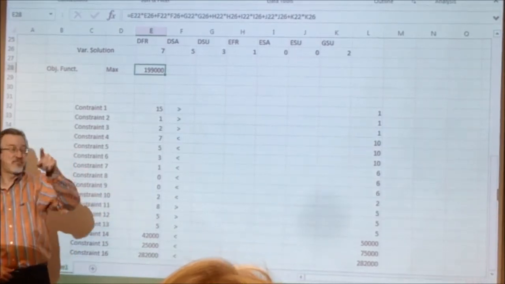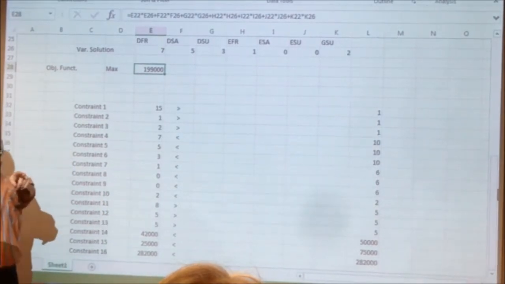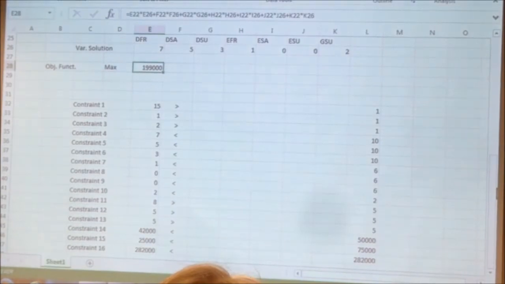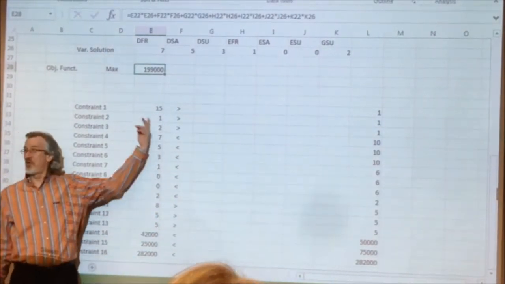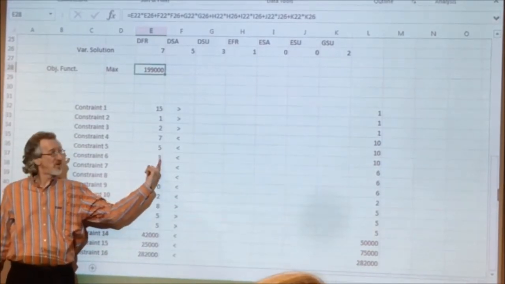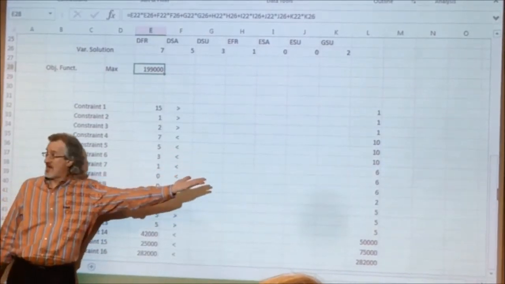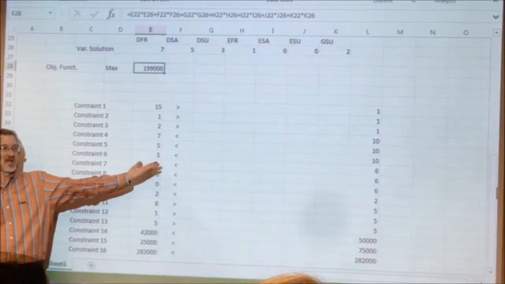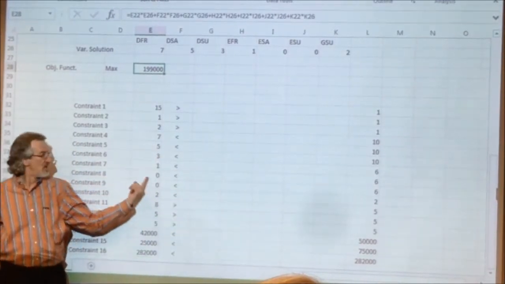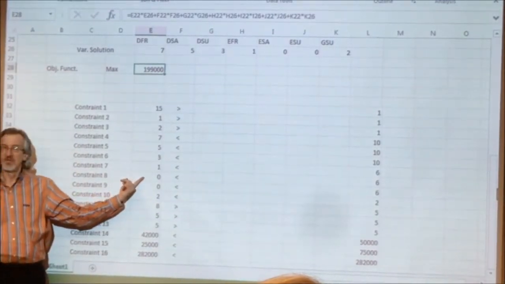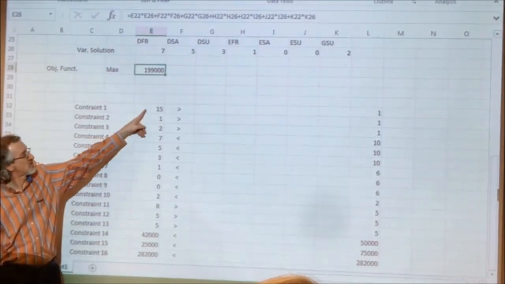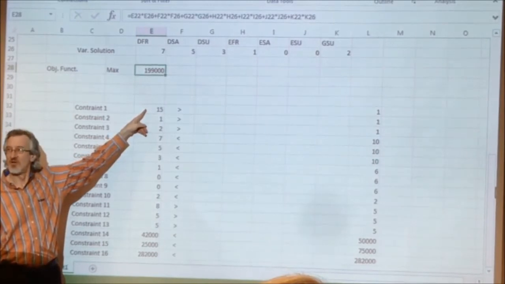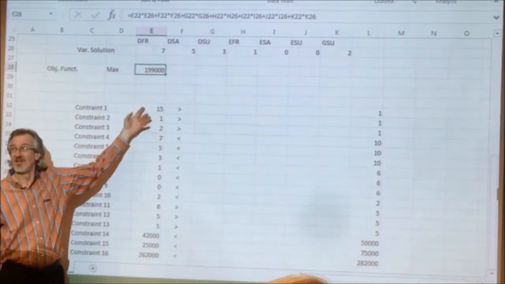Slack because it's less than. On this output in Excel, if there's a different number being calculated on the left than what the right-hand value is, the difference is slack or surplus. You've got to look right here, slack or surplus. Slack, how much? 6. Slack or surplus? How much? 14. Big, major.